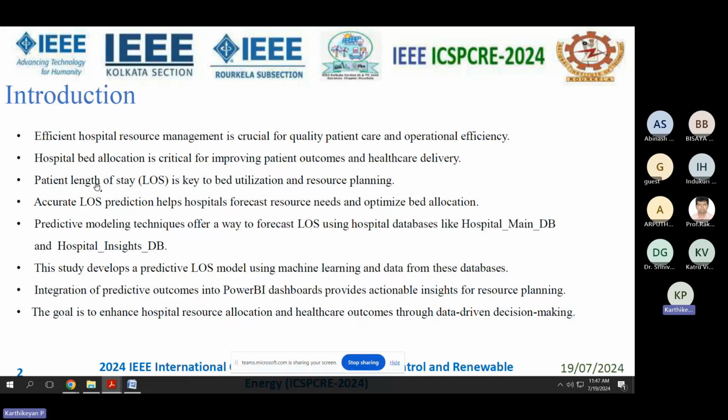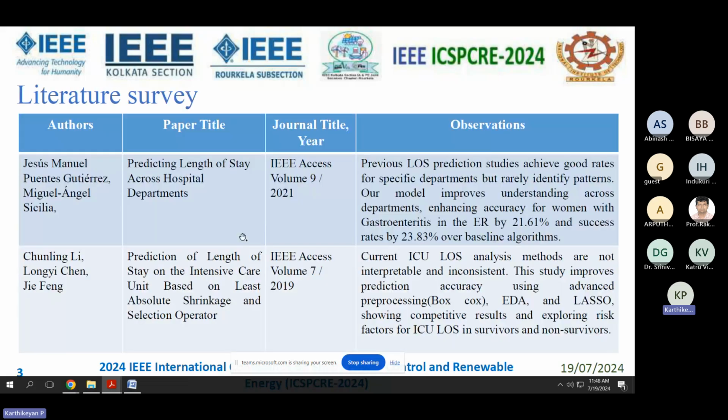One of the key factors for identifying the resources is the patient length of stay, which means once we identify how long the patient is staying in hospital, it is easy to understand and allocate resources. This is our general introduction. Next, we explain the literature survey.